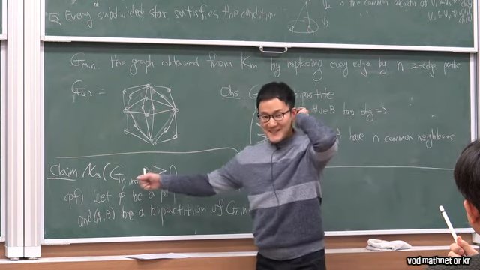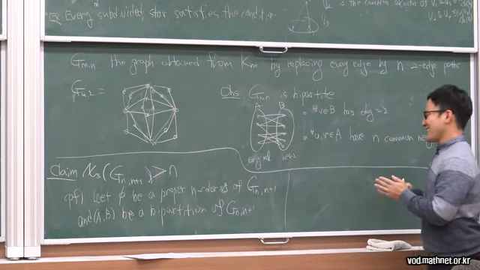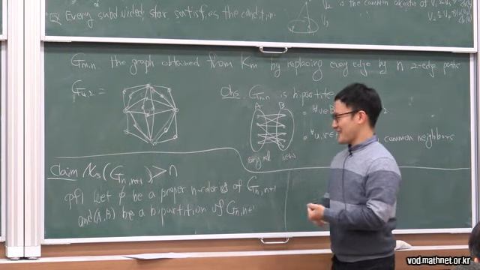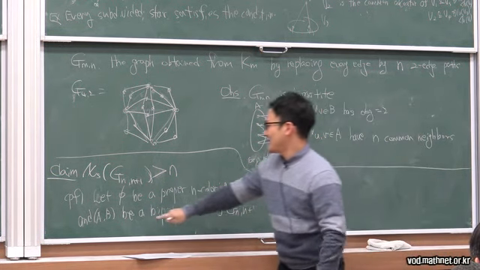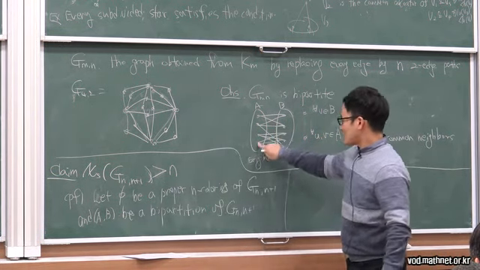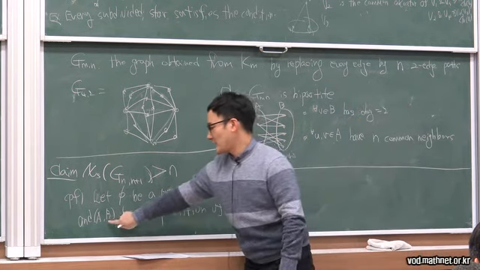I think that's right. Yeah, I think that's right. And okay, here A is the set of original vertices, and B is the set of new vertices.